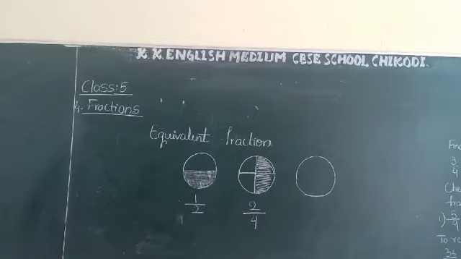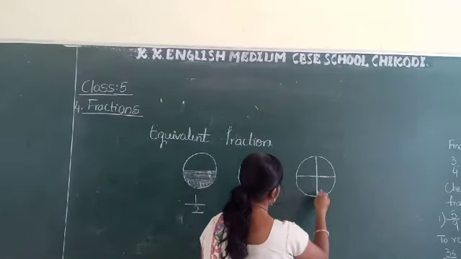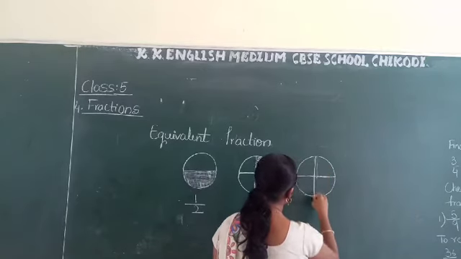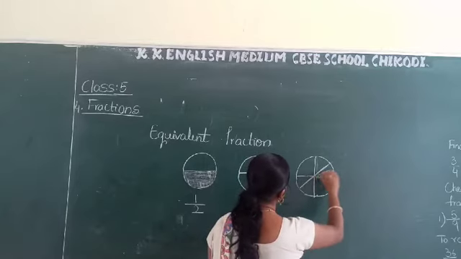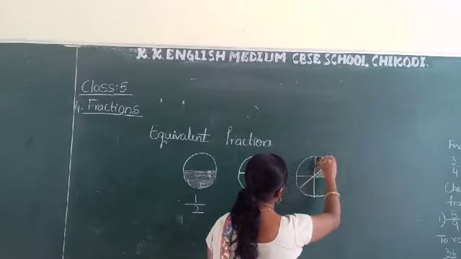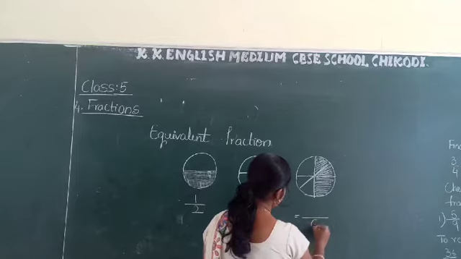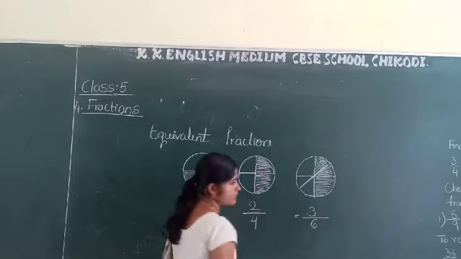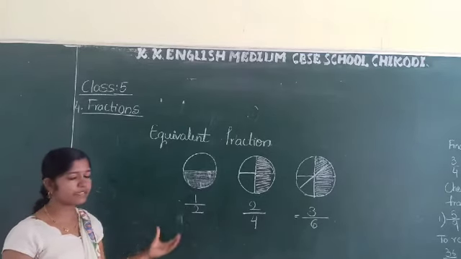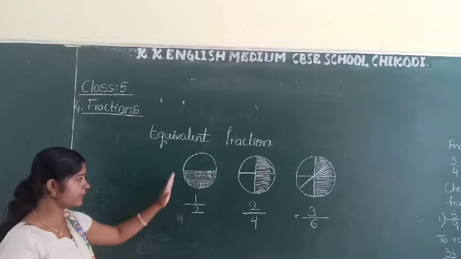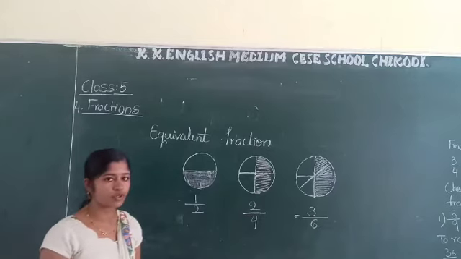After that I will make 6 parts and shade 3 parts. Then total parts are 6 and shaded parts are 3. See here, same figure is there, same figure but the representation is different. Here 1 by 2 means the same, 2 by 4 means the same, and 3 by 6 also means the same.